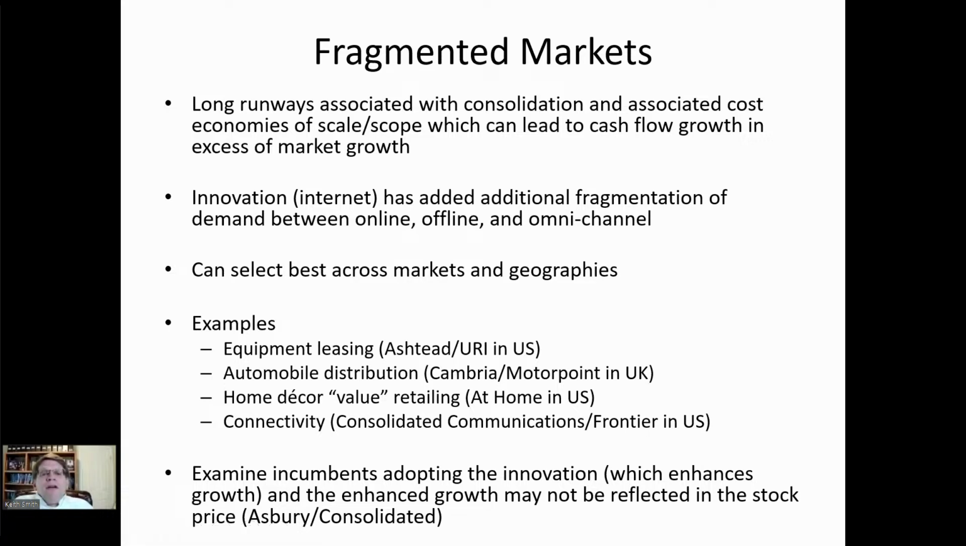There we go. Okay, so connectivity. We're going to be taking a look at Consolidated Communications and Frontier in the U.S. This is an interesting market in that you have new players coming in that are pure play broadband providers, but both of these companies are legacy players that are rapidly expanding their broadband infrastructure. And so they provide some real interesting catch-up opportunities, especially relative to cable companies.